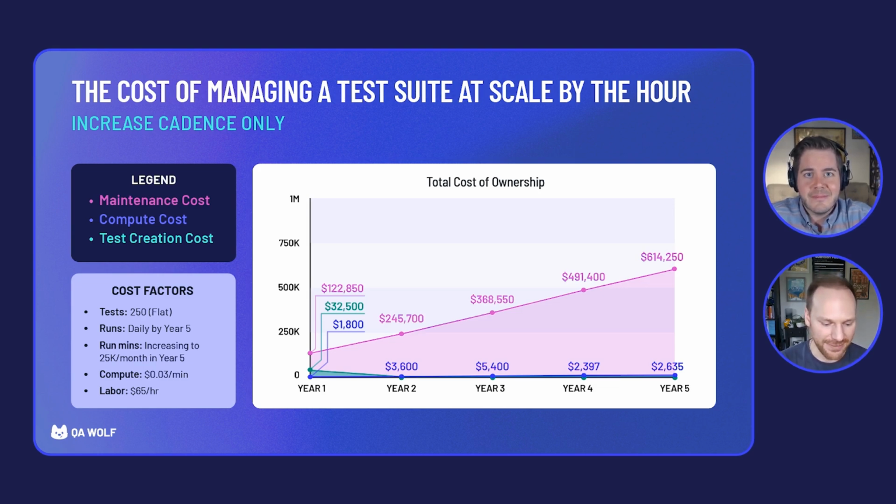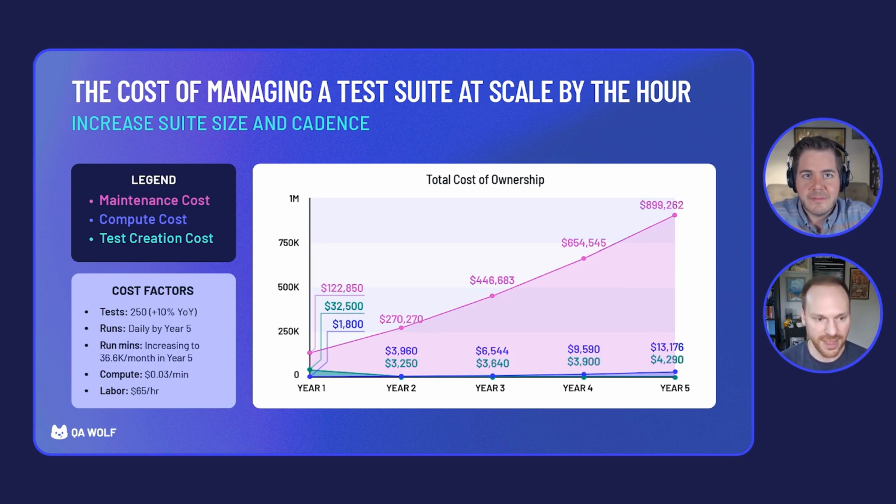Yeah, and it gets even larger as you look at scenario four, right? So we've been looking at scenarios that have one or the other, and now we're going to look at a scenario that has both. So the suite size is increasing and the velocity is increasing.